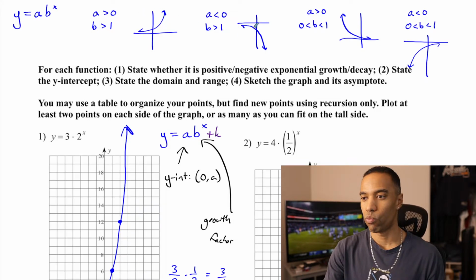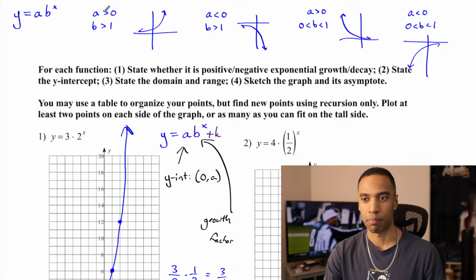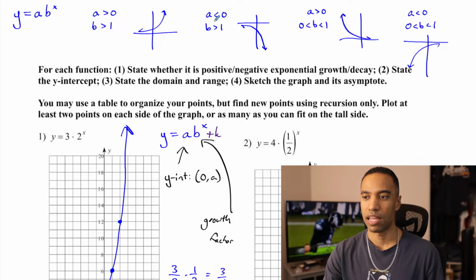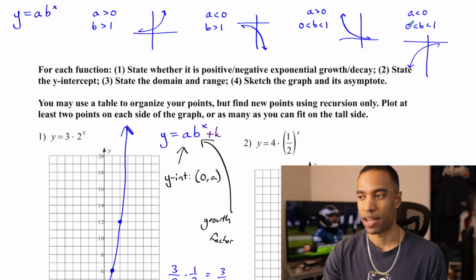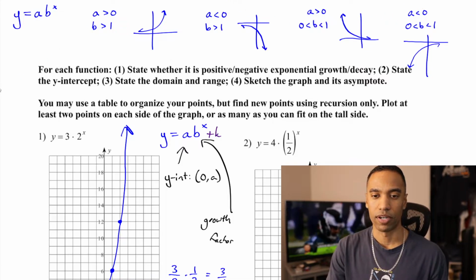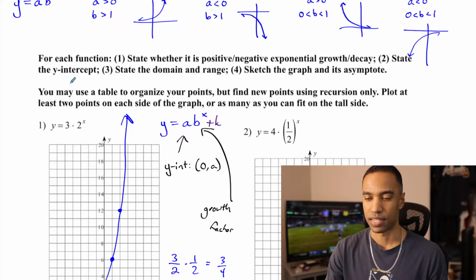So all 4 of these will occur, and like I said, positive exponential growth, negative exponential growth, positive exponential decay, and negative exponential decay. Those are the 4 different kinds of things we're going to have within that set.